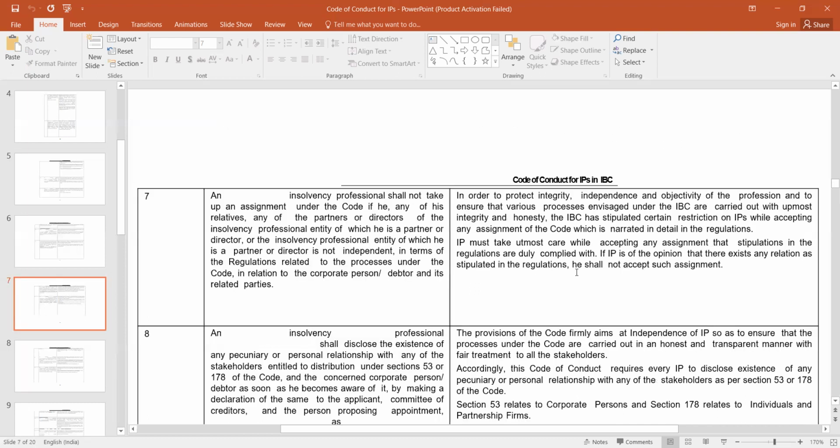So whenever there is any pecuniary or personal relationship with any of the stakeholders entitled to distribution, then you have to disclose. So sometimes disclosure is required. Sometimes you should not accept the assignment. Wherever there are direct restrictions on acceptance of assignment, they are given in the regulations itself. But this code of conduct sometimes goes beyond the regulations also. Now, it will depend upon the type of relationship which you are having, and you have to demonstrate that, okay, there was no conflict of interest, there was no bias towards such a director from whom, or from the son of whom, I have taken the loan.